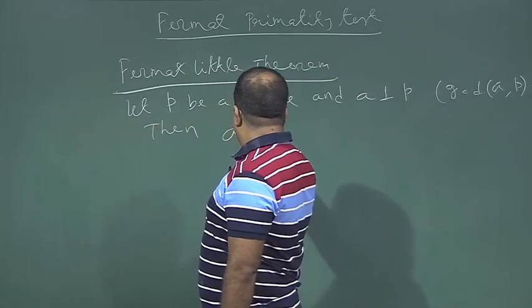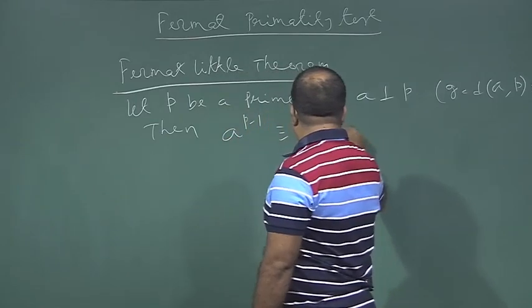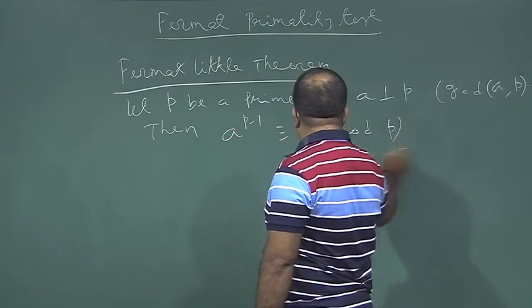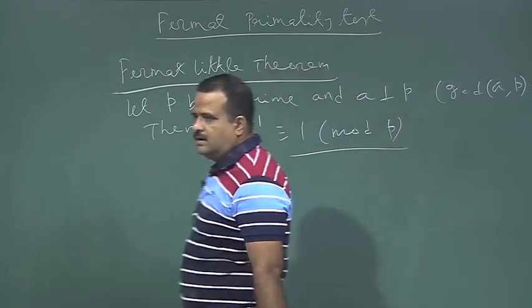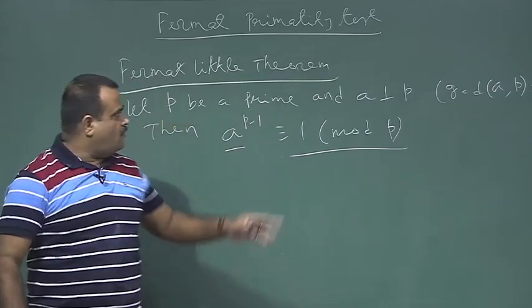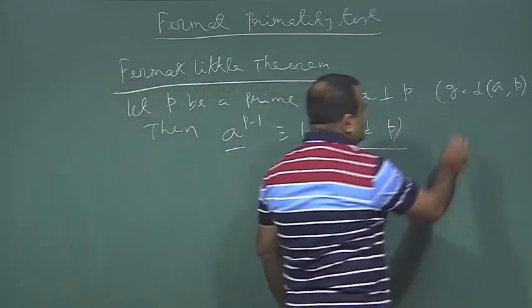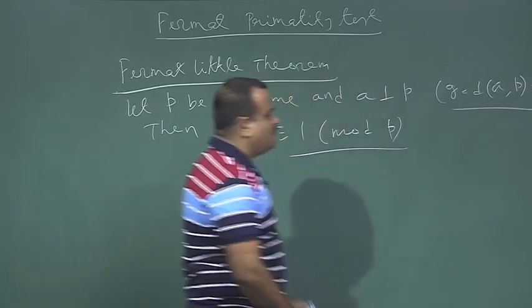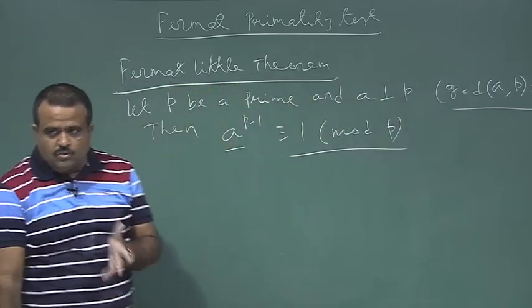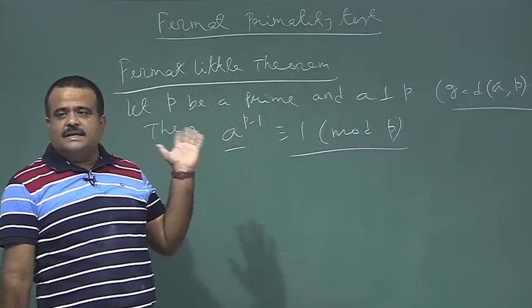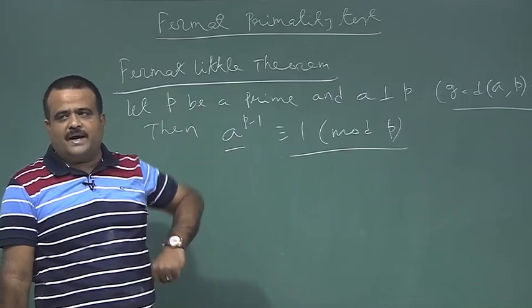A to the power P minus 1 is congruent to 1 mod P, and this is true for all A. This must be true for all A, where GCD of A, P must be 1. So, this is the Fermat-Little theorem. So, we want to use this. This is a necessary condition for P to be prime.